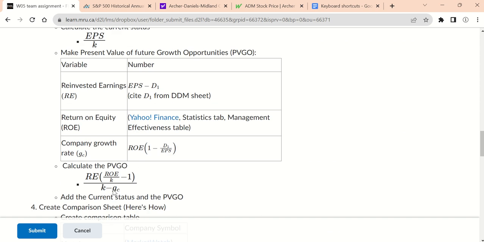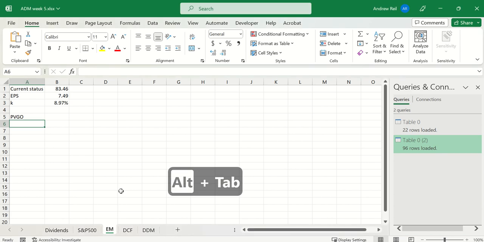the RE, the reinvested earnings, and the return on equity, the ROE, and then the company growth, the GC. And this big formula is how we add it all together. RE times ROE over the required return minus 1, all divided by the required return minus the company's growth. So let's start by getting the RE.